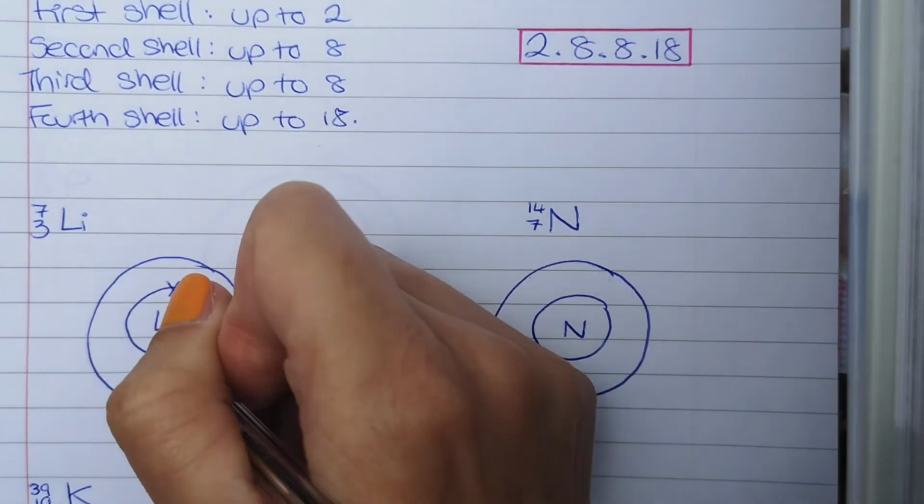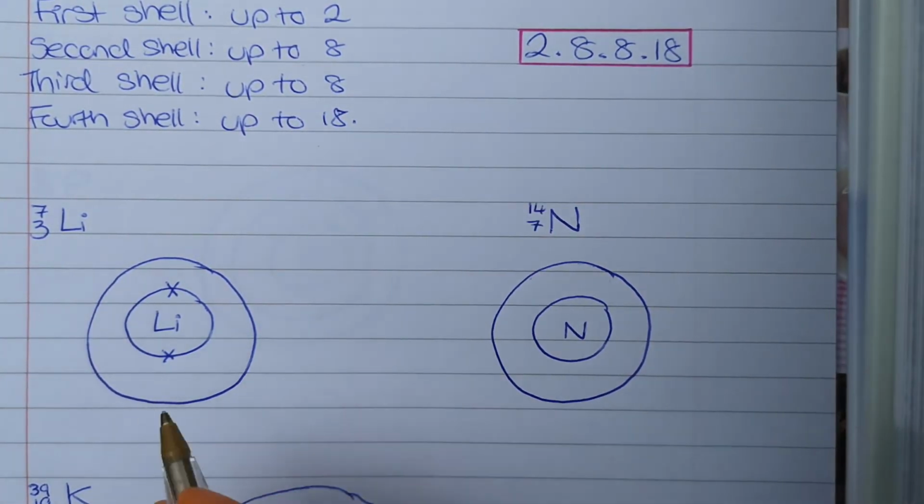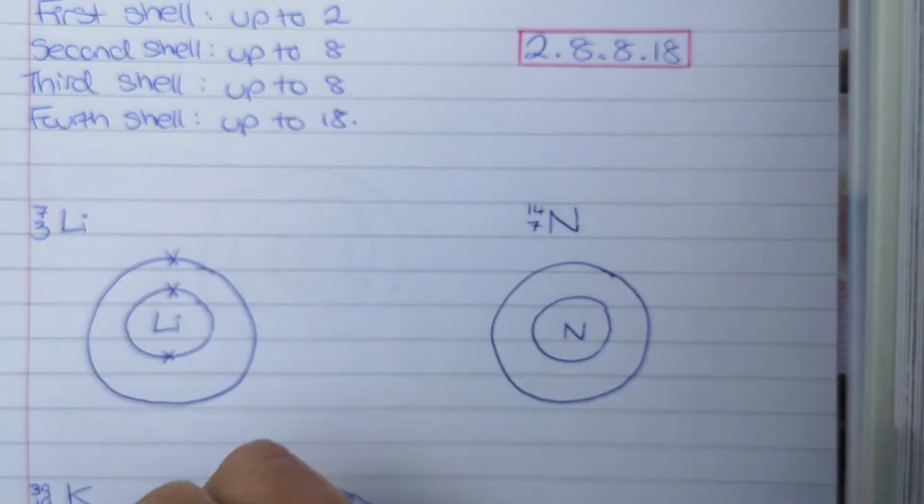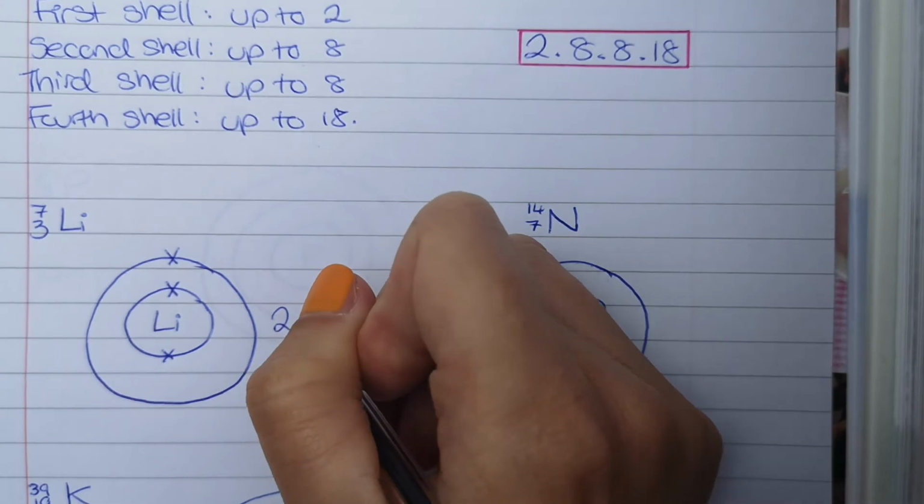So I'm going to pop 2 on my inside shell, because that shell could fit up to 2. That only leaves me with 1 more. So that's going to go on the next shell. So my electron configuration there will be 2, 1.